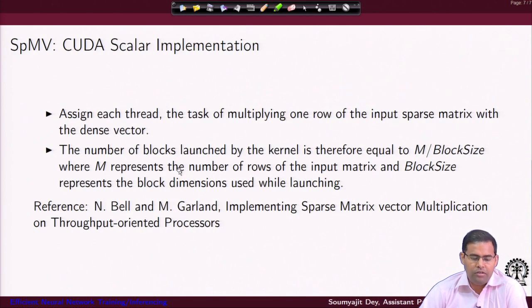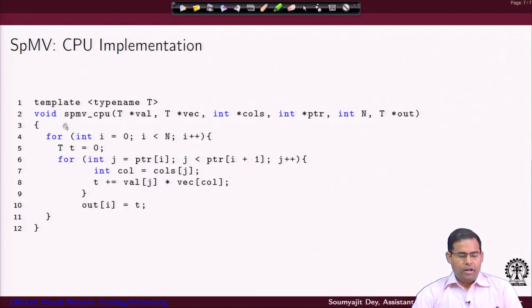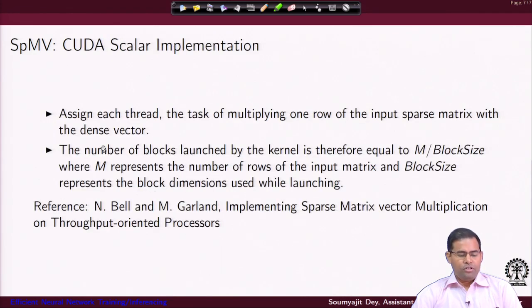Well, how will the CUDA implementation work? Let us do a simple thing first. We will assign each thread the task of multiplying one row of the input sparse matrix with the dense vector. So, unlike the CPU implementation where we had this outer loop, now we will not have this outer loop, right, because every thread will know which row to work with, and accordingly it will just do the job. So, every thread is put in charge of multiplying one row of the input matrix with the vector.